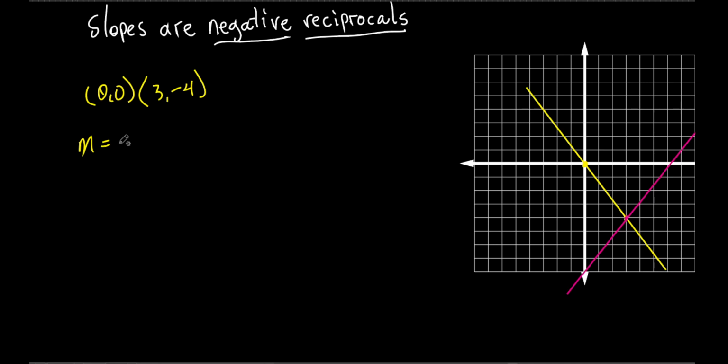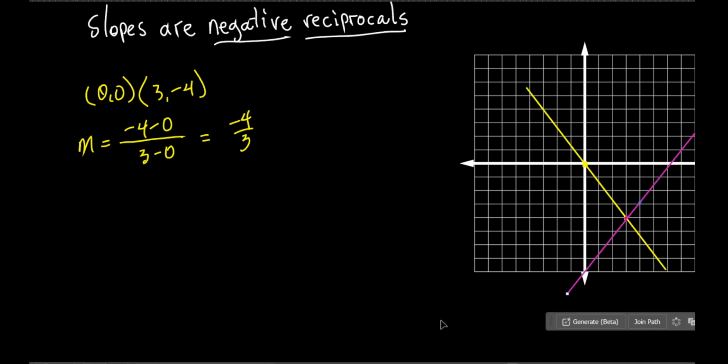All right, so let's find the slope. This whole lesson, this section is about slopes. So negative 4 minus 0 over 3 minus 0. So what is that? Negative 4/3. So the slope of the yellow one is negative 4/3.